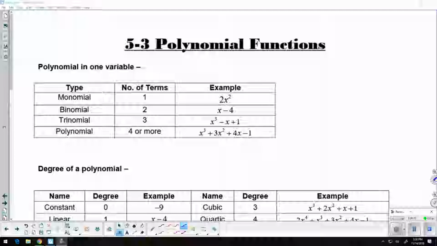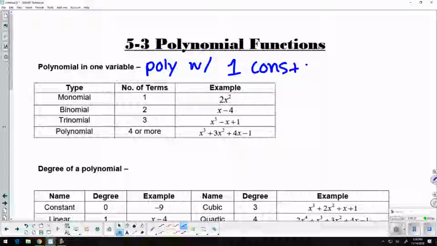So just even going back to basics here with polynomials, the definition at the top: if you have a polynomial in one variable, that just means you have a polynomial with one constant or consistent variable. Basically you have all x's in your polynomial, or all y's, or all a's, whatever the variable may be, but that variable stays constant in each and every single term. There's even some examples in the next part, but there's two ways to name your polynomial.